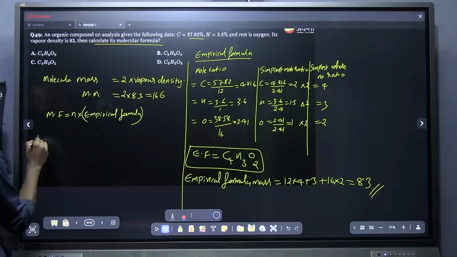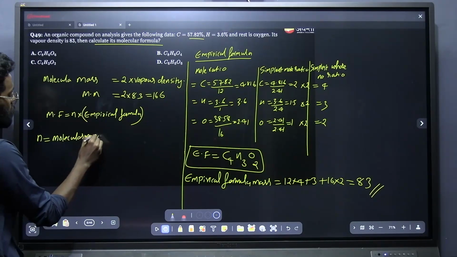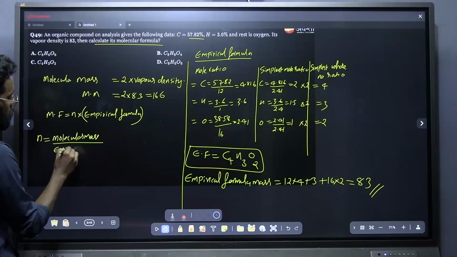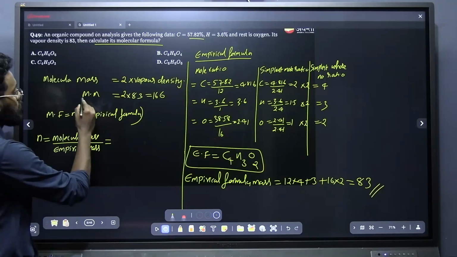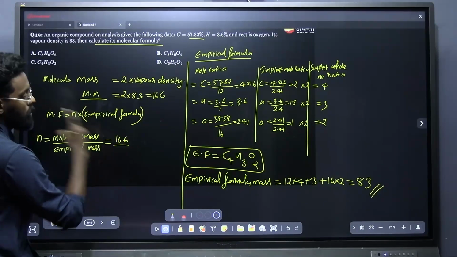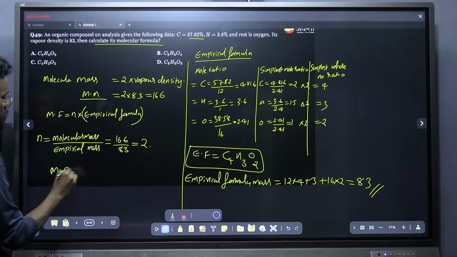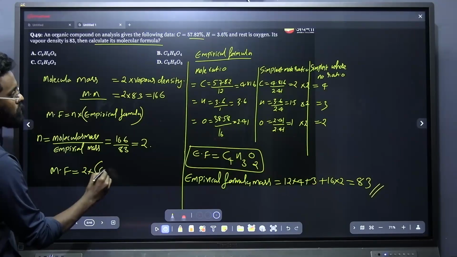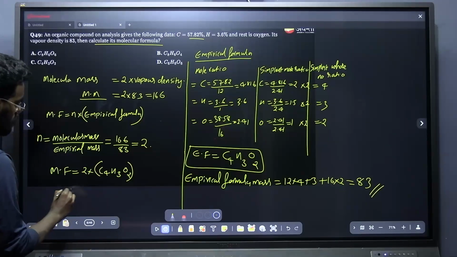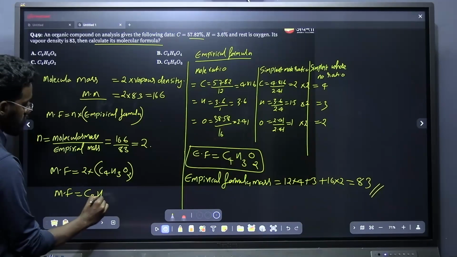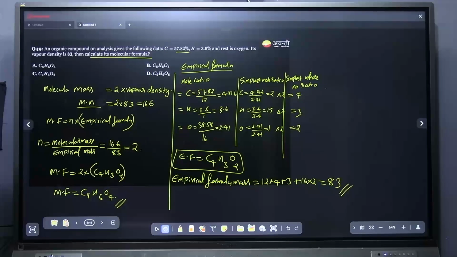Now the only thing you have to find out is the value of n. Value of n is equal to molecular mass divided by empirical mass. Molecular mass is 166, divided by 83. The answer is coming 2. So the molecular formula is equal to 2 into C4H3O2, and the molecular formula is coming as C8H6O4. Is it clear? Is it clear to all?